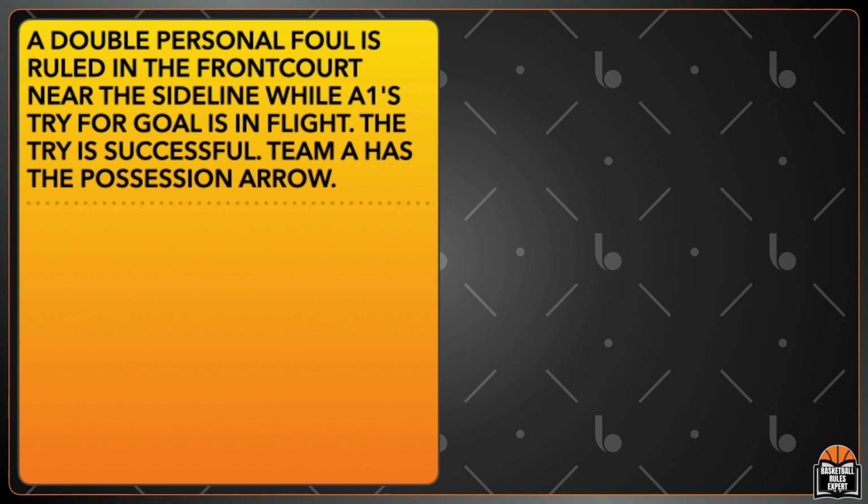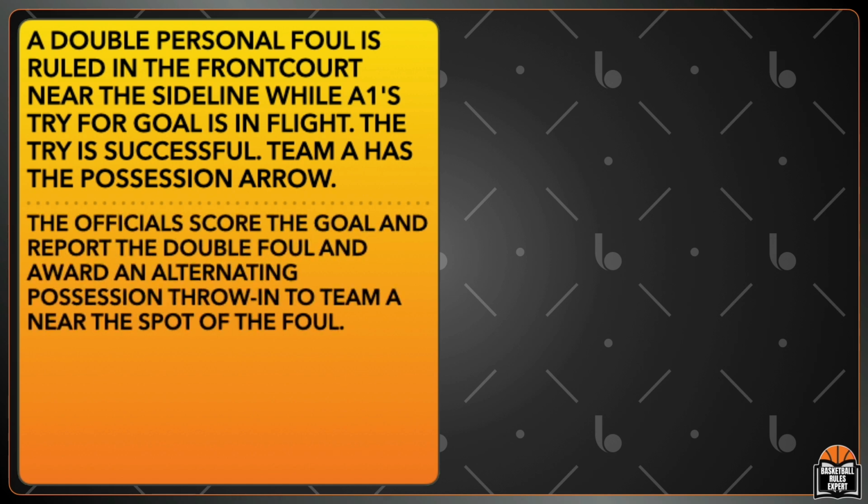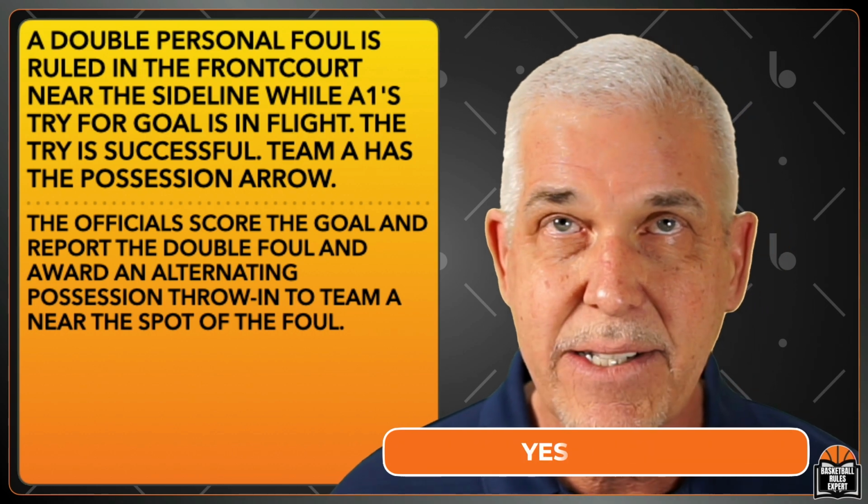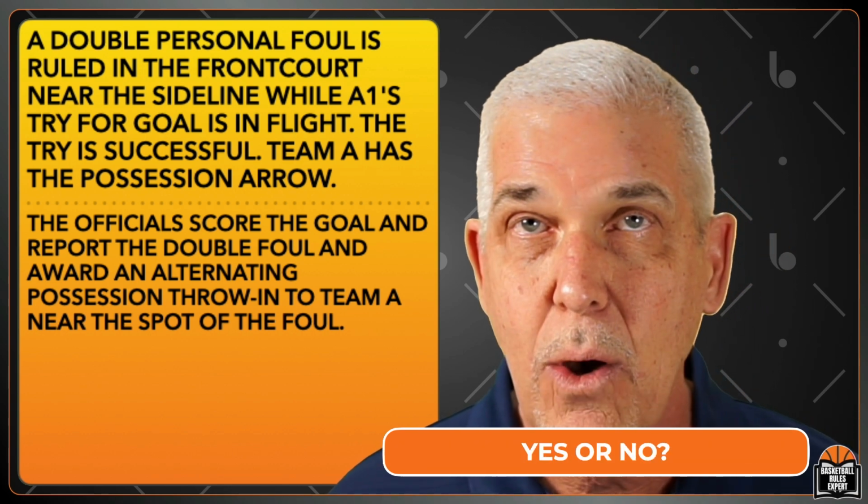A double personal foul is ruled in the front court near the sideline while A1's try for goal is in flight. The try is successful. Team A has the possession arrow. The officials score the goal and report the double foul and award an alternating possession throw-in to Team A near the spot of the foul. Were the officials correct? Yes or no, right?